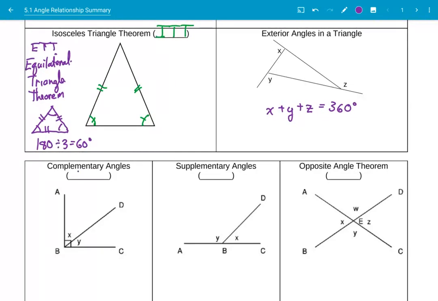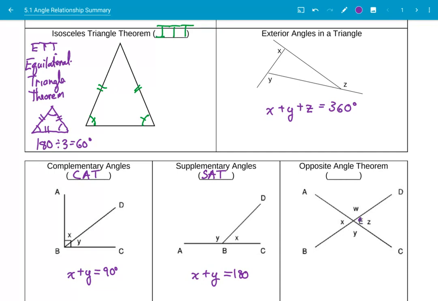Complementary angle theorem, CAT, or sometimes just CA. These two angles form a right angle, or 90 degrees. Supplementary angle theorem. Supplementary angles, there can be more than two, but the key idea is if they form a straight line like that, they have to add up to 180.